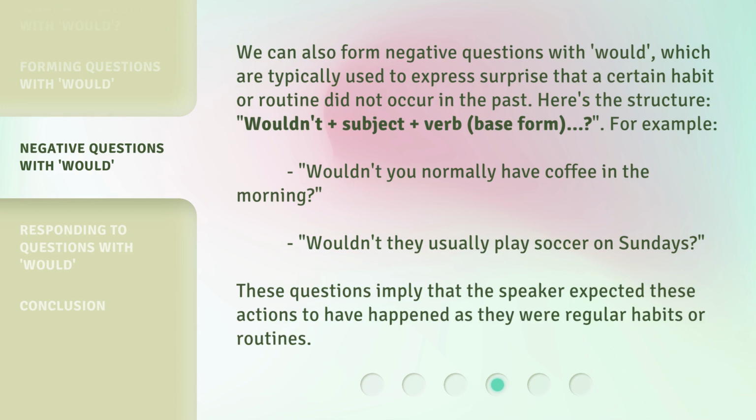We can also form negative questions with would, which are typically used to express surprise that a certain habit or routine did not occur in the past. Here's the structure: wouldn't plus subject plus verb, base form. For example, wouldn't you normally have coffee in the morning? Wouldn't they usually play soccer on Sundays? These questions imply that the speaker expected these actions to have happened as they were regular habits or routines.